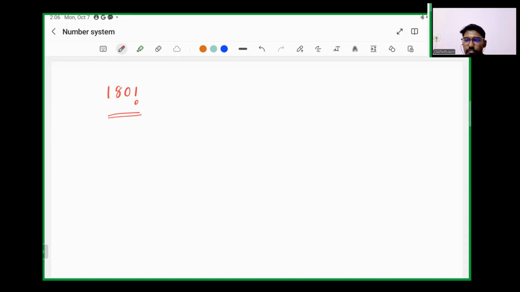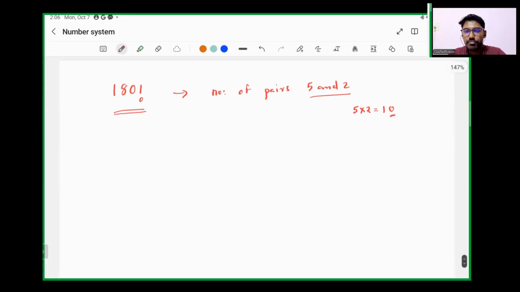So how will we find the number of zeros at the end? I told you that we need to find the number of pairs of 5 and 2, right? If there is one 5 and 2 pair, 5 into 2 becomes 10, and 10 means a 0 at the end. So this is what we learned in the last class. Here we need to count the number of 5s and 2s and find how many pairs there are. In 180 factorial, that means 1 into 2 into 3 into 4, like that up to 180. That is what 180 factorial means.